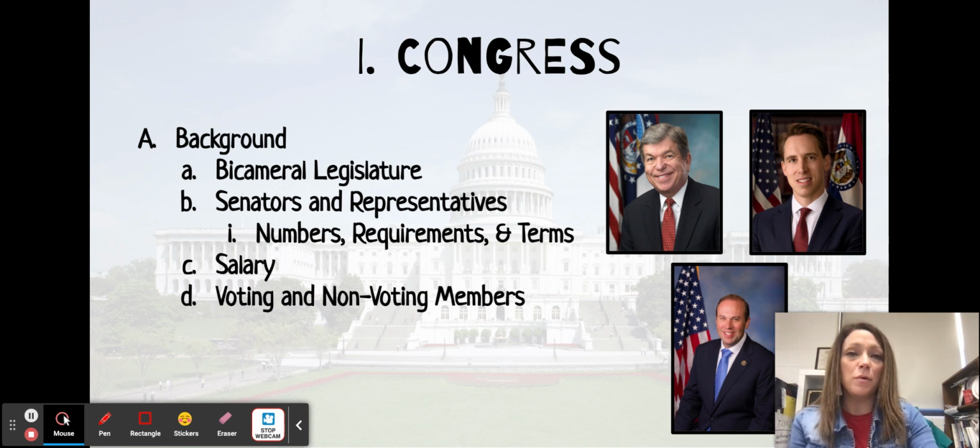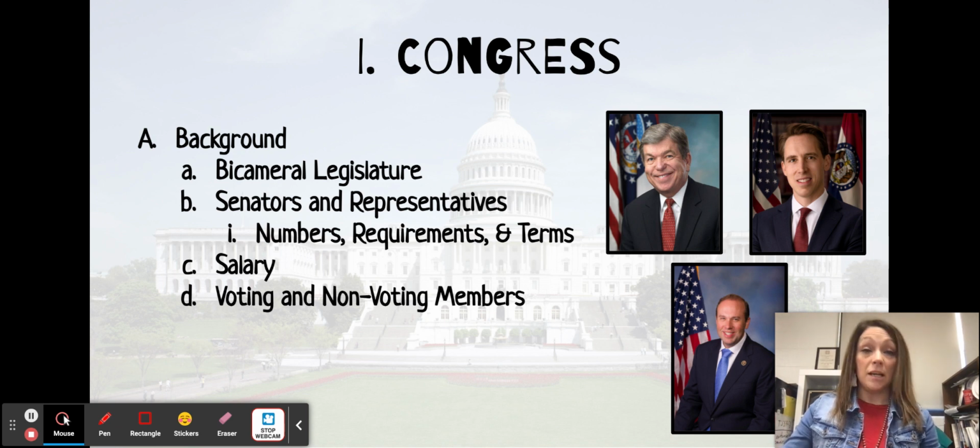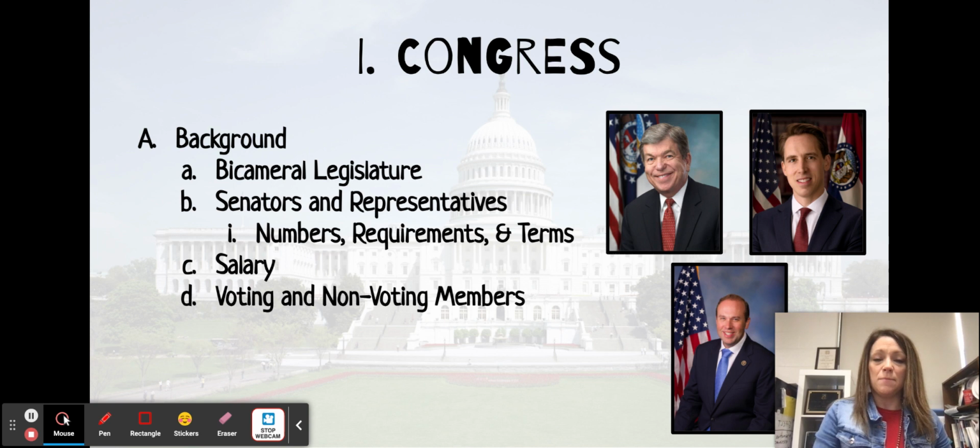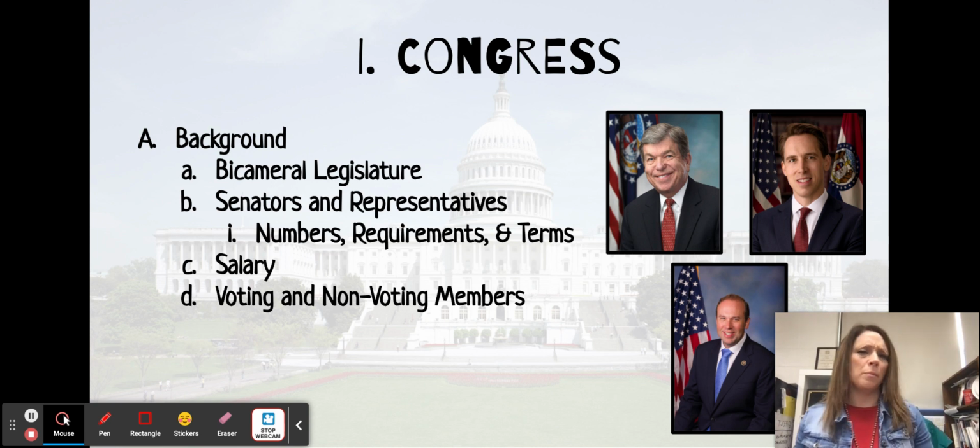We also have voting and non-voting members of Congress. Our voting members of Congress are going to represent states. Like Missouri, our legislators in Congress are voting members, so they can actually vote. Non-voting members are going to represent our territories and Washington, D.C. So we have a resident commissioner from Puerto Rico. We have representatives from the U.S. Virgin Islands, that kind of stuff.